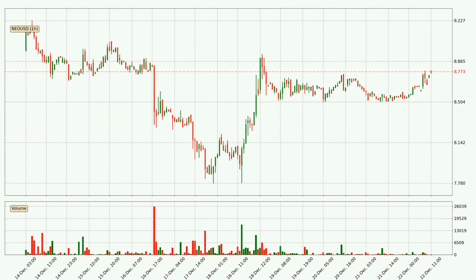Here we go. By taking a look at the hourly time frame for NEO, the price moved up around 2.4% in the last 24 hours, with a current price of 8.77. But the volume wasn't very high, so the move wasn't very strong.